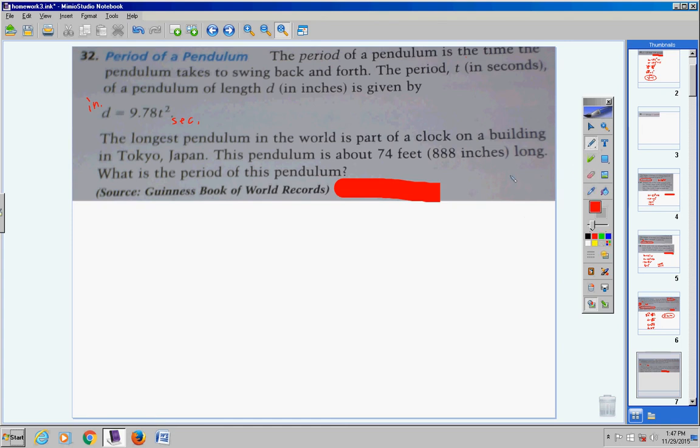It's part of a clock on a building. It's 74 feet long, but remember, you've got to use inches on this length, okay? So 74 feet is the same thing as 888 inches. What is the period of this pendulum?